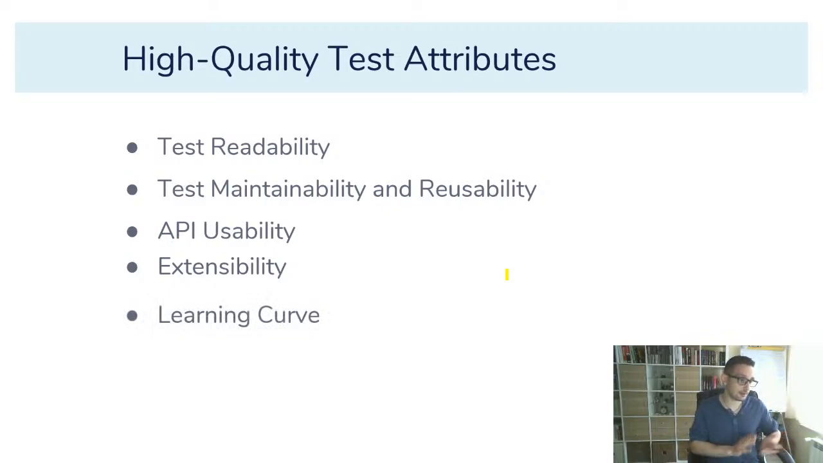And the last high quality test attribute is the so-called learning curve. All of them overlap with each other. The learning curve is how much time a new team member needs to learn how to use your framework, how to write a new test, how much time is needed for onboarding. Do you need to spend 20, 30, 40 hours on lectures, training, etc. in order for new colleagues to start working?